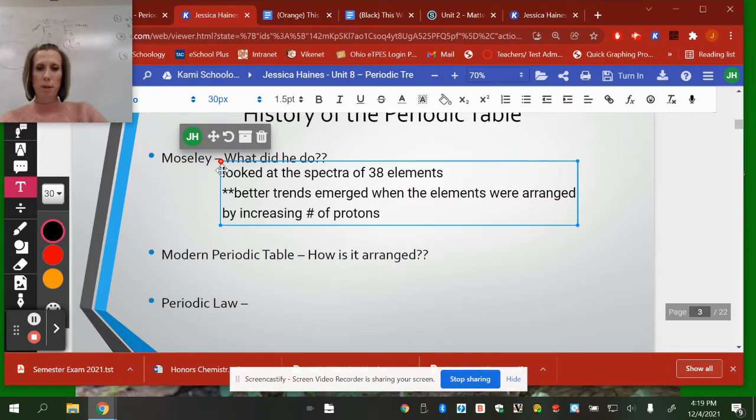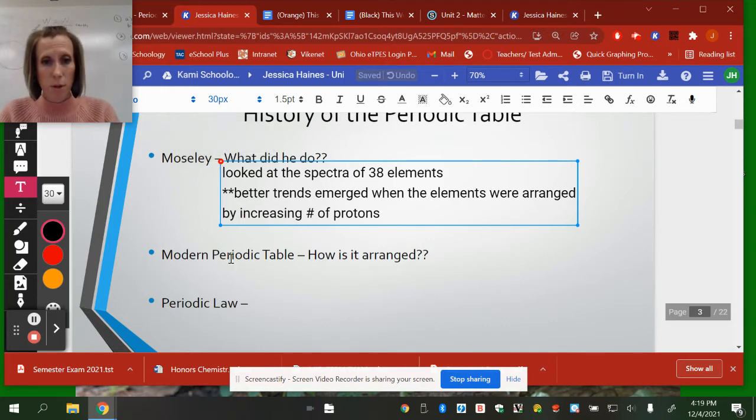Now, what I mean by he looked at the spectra, do you know what that is? When we did the spectra flame test. So he basically just burned elements and looked at the colors that came out whenever they burned. And that's how he found that if you arrange the periodic table by increasing number of protons, then you really saw distinct trends come out in the families. So he kind of solidified the idea of what we know as the modern periodic table now.